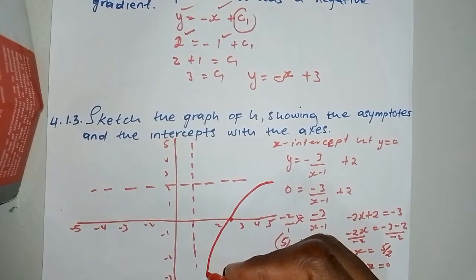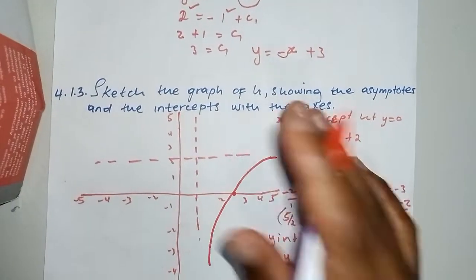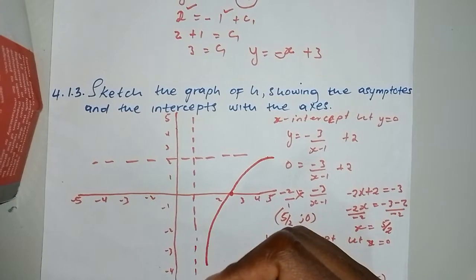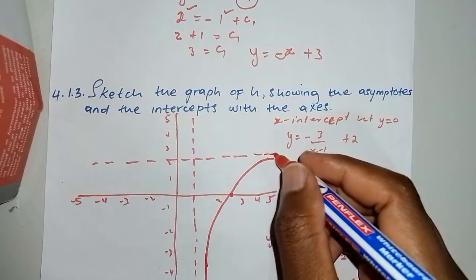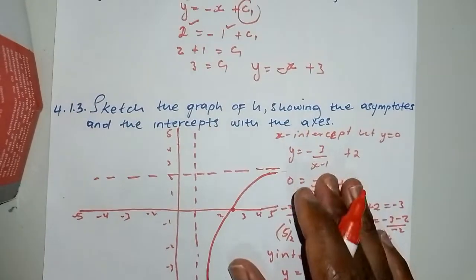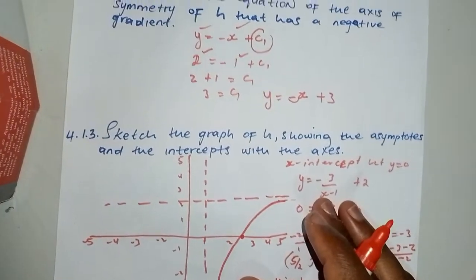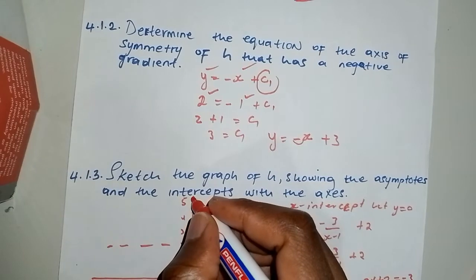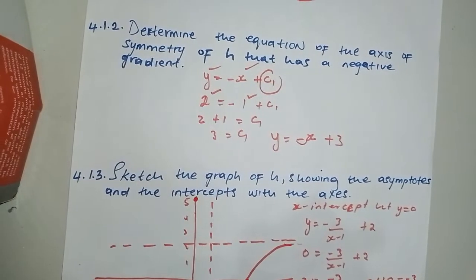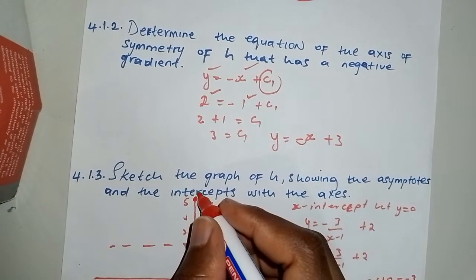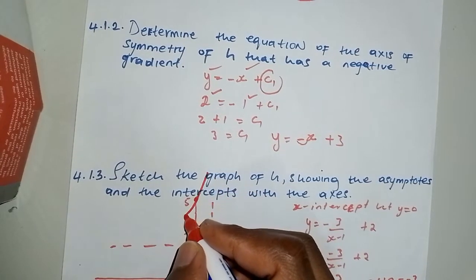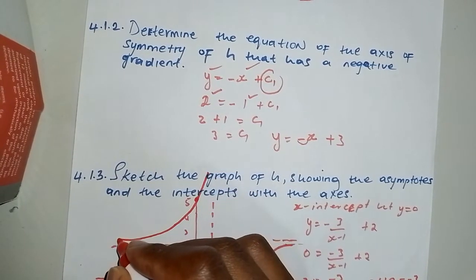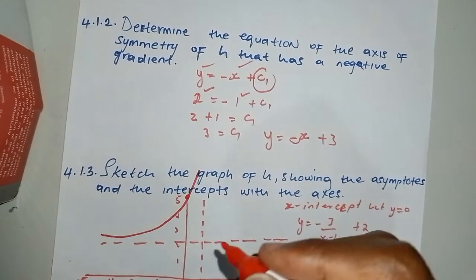Something of this nature, approaching that line, but it will never touch it. Approaching that line, going that way. And this one, again, going that way. Right? Now, the second one, y-intercept, I have y-intercept somewhere here. It's going to be coming from that side and then going something like that. Right? That is my graph.